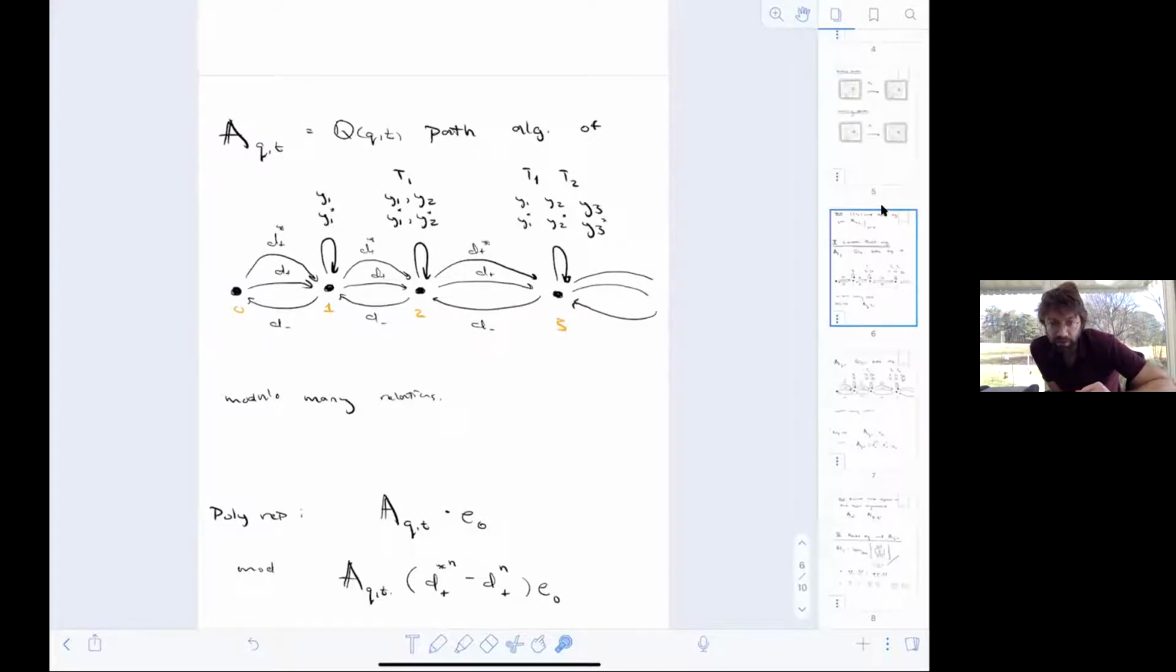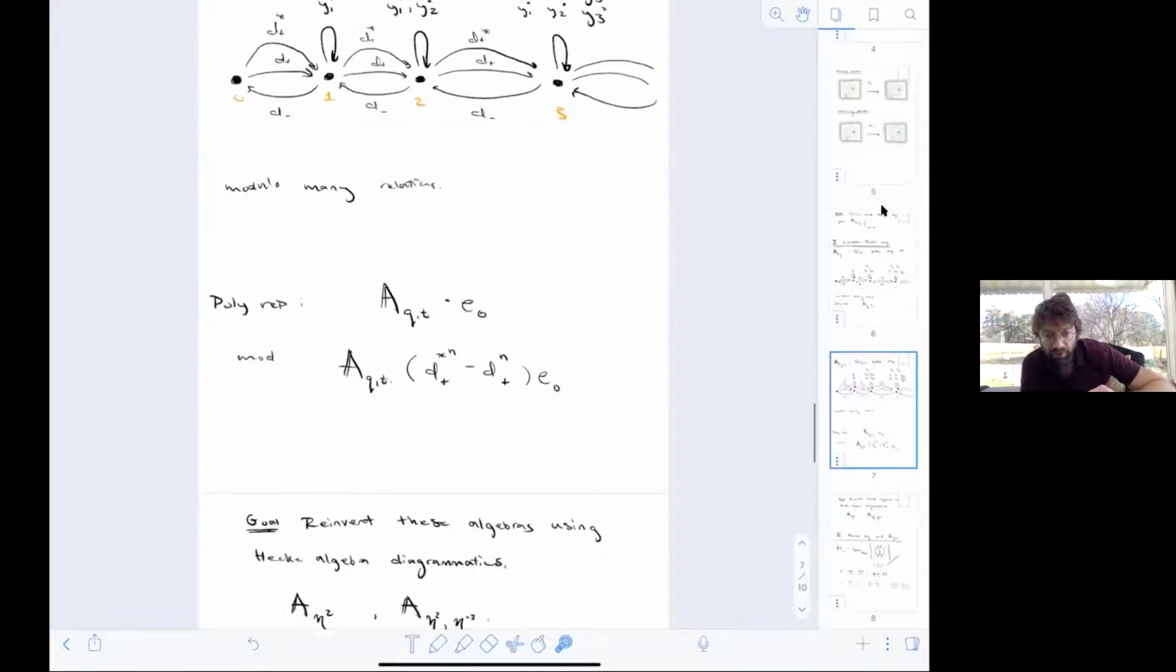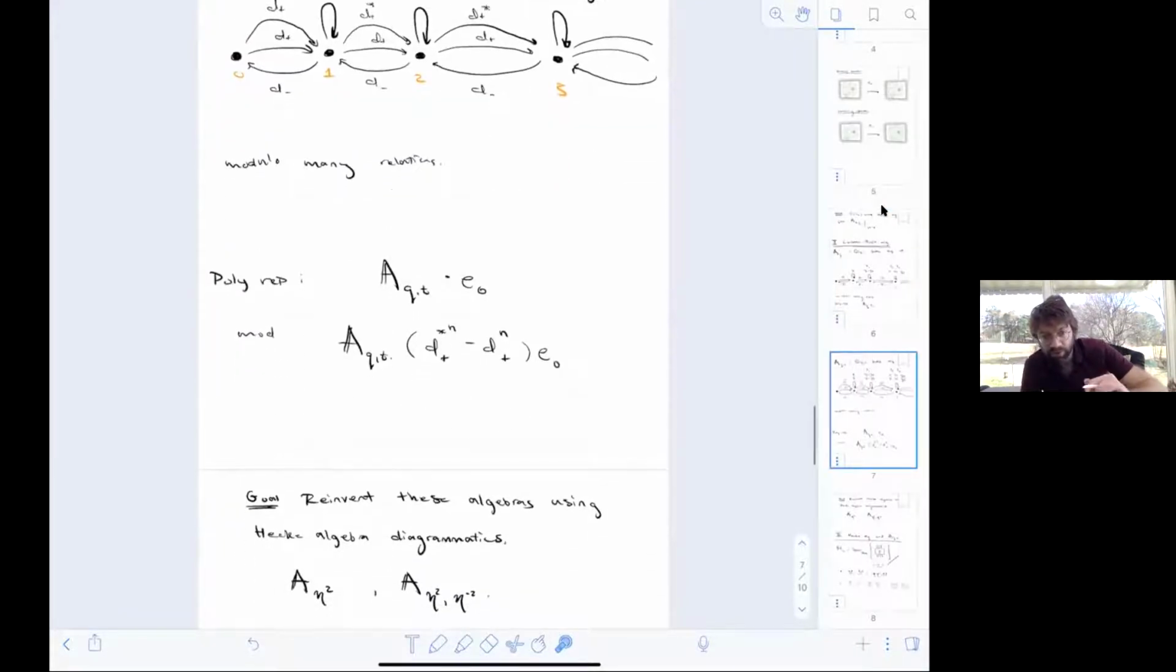We will see a handful of what these relations look like graphically in a second. Okay, so the whole idea is to reinvent these algebras using Hecke algebra diagrammatics, similar to the symmetric group diagrammatics that we started with. And as a caveat, I'm going to avoid the letters Q and T and replace them with this neutral thing that I'm going to call eta.